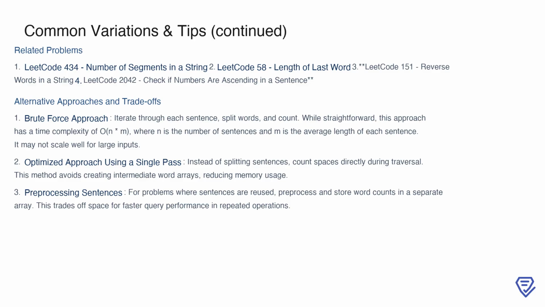Now, when it comes to approaches, the brute force method is an intuitive starting point. You iterate through each sentence, split the words, and count them. However, this has a time complexity of n*m, where n is the number of sentences and m is the average length of each sentence, making it less suitable for large inputs. A more optimized approach involves counting spaces directly during traversal. This avoids creating intermediate word arrays, which reduces memory usage. For problems involving repeated queries, pre-processing sentences to store word counts in a separate array can offer faster performance at the cost of additional space usage.